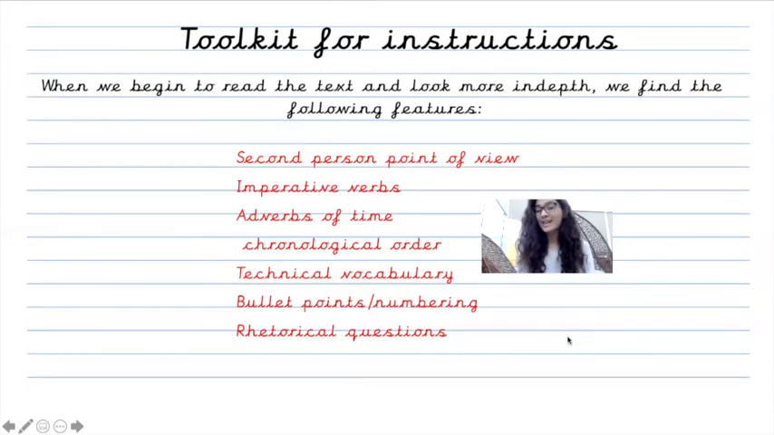When we begin to read the text then, when we dig a little deeper, we find the following features. You have the second person point of view, so you must do this rather than I or they. It's more about you. You're talking to the reader directly. Imperative verbs, adverbs of time, making sure that your instructions are in chronological order, using technical vocabulary, bullet points and numbering your instructions. And maybe you could even include some rhetorical questions. What will happen if I don't put the milk in the fridge? The milk could go rotten.